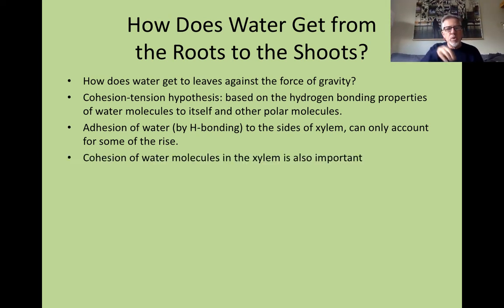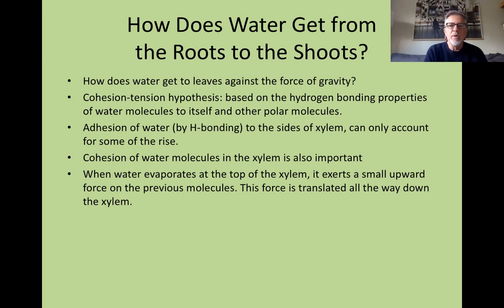Water also coheres to itself. In other words, hydrogen bonds form between water molecules to make them stick together. And so they cohere in the xylem. When water evaporates at the top of the xylem, it exerts a small upward tug on the previous molecule, which exerts a small upward tug on the ones behind it. And this force is translated all the way down the xylem to slowly bring them up. Then they don't fall backwards because of their adhesion to the sides of the xylem.